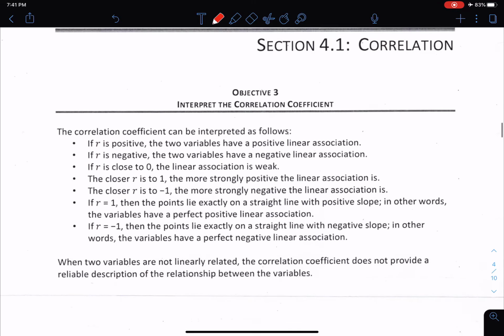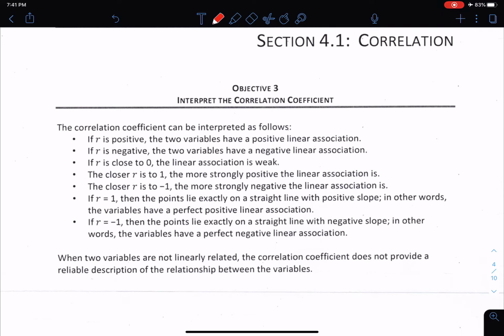Okay, so it says the correlation coefficient can be interpreted as follows, and this is just going over the same thing that I just said with my graphics. So I think I'll just let you look at that.